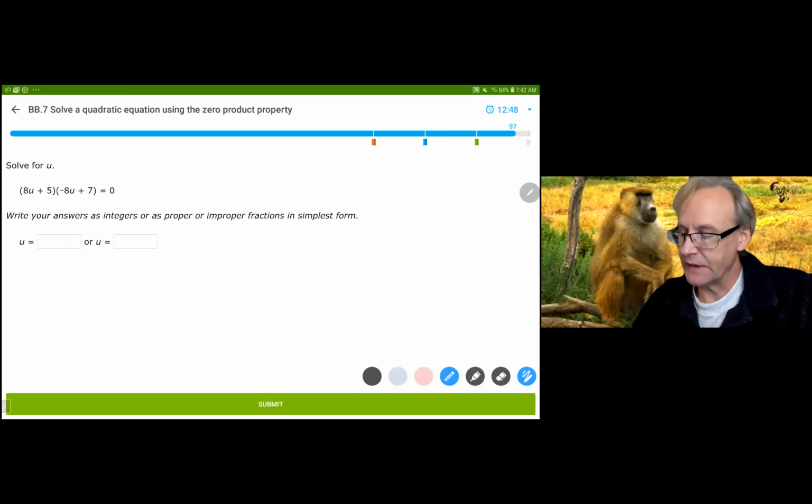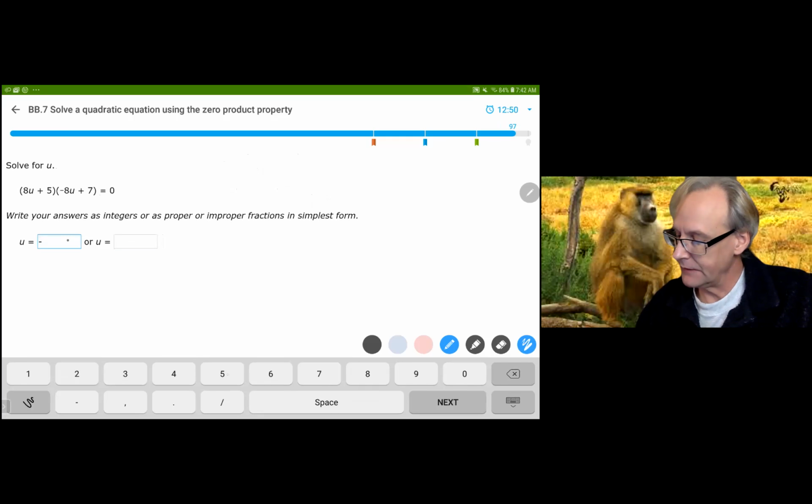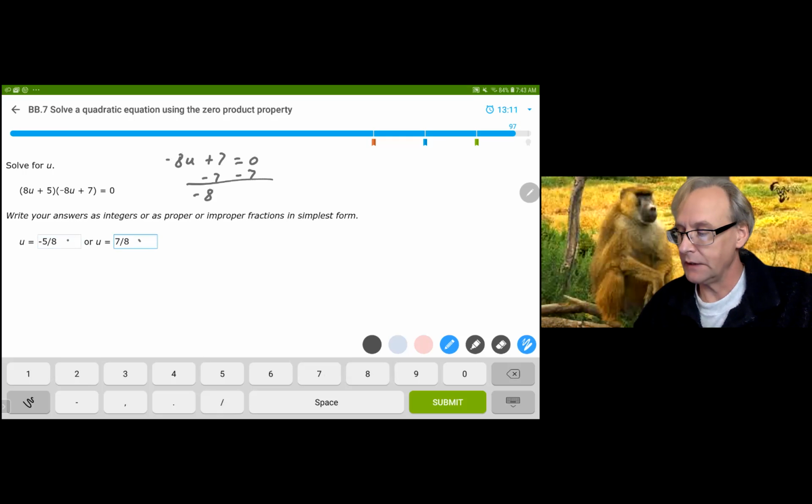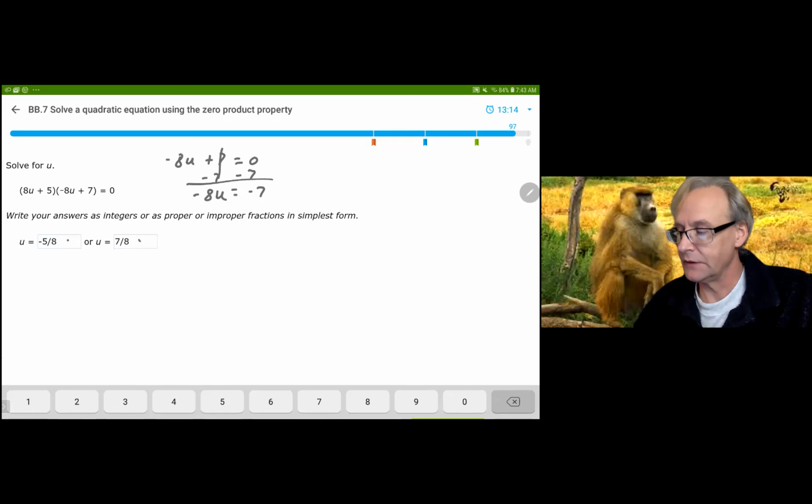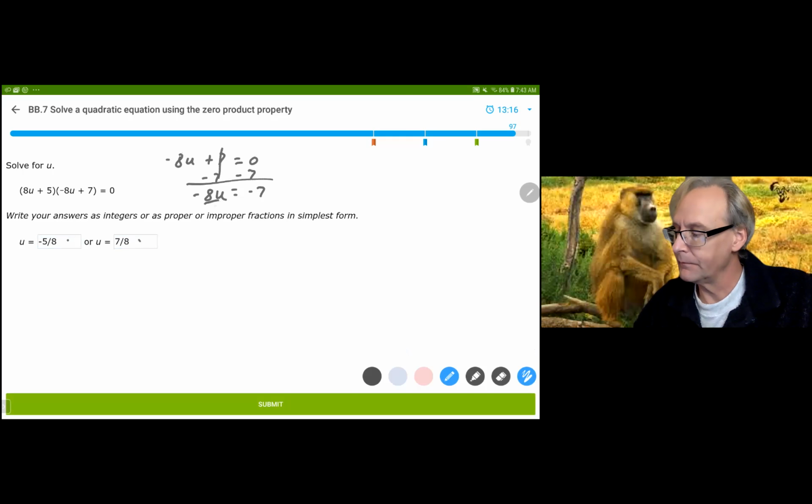In this one, we're going to subtract 5 over 8, negative 5, and divide by 8 on both sides. And then we're going to subtract 7, but we're going to divide by negative 8. So we have a negative over a negative, which is 7 over 8. And that's it. For this one, I'll go ahead and show it to you. Negative 8u plus 7 equals 0. We subtract the 7. And we get negative 8u on this side is equal to negative 7. We divide by the negative 8. And that gives us a positive u equals positive 7 over 8. That's why we get the positive.